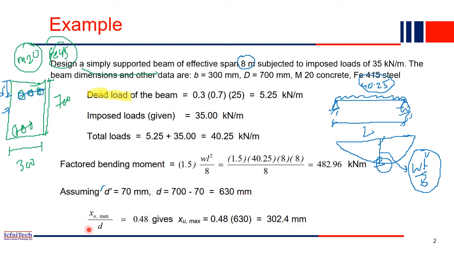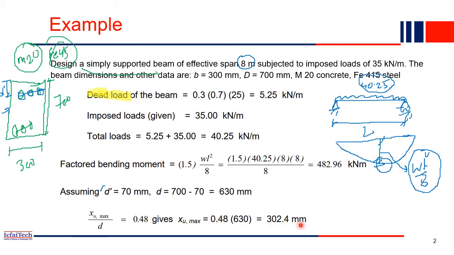Now Xu max by d. If you recall, we have discussed this in detail for the singly reinforced section. For Fe415 grade of steel, the Xu max by d value is 0.48. As I mentioned earlier, how we derive this expression I have explained in detail in earlier lectures. Xu max means the depth of the neutral axis, and for the singly reinforced section this ratio should not be more than 0.48. Now the d value we assumed is 630.